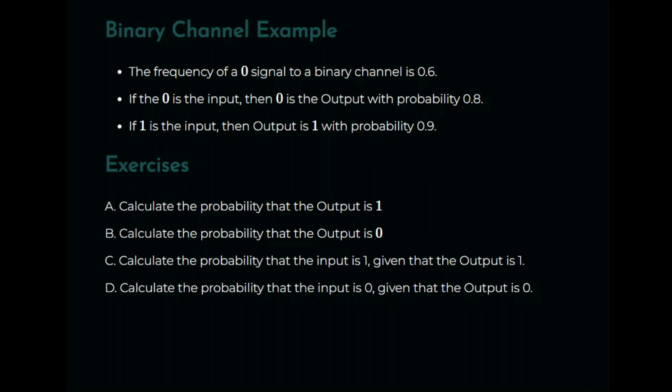Calculate the probability that the output is 1. Calculate the probability that the output is 0. Calculate the probability that the input is 1 given that the output is 1. Calculate the probability that the input is 0 given that the output is 0.